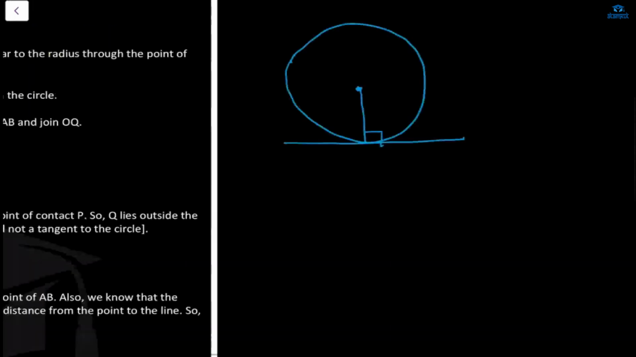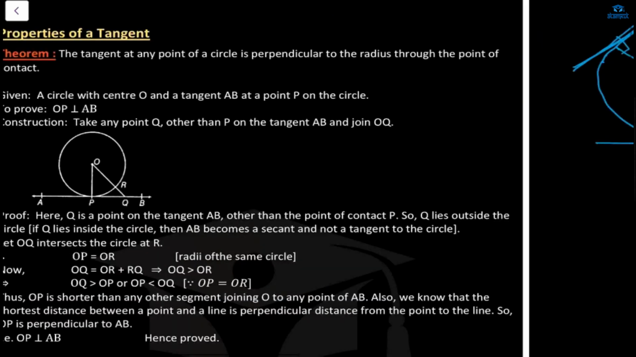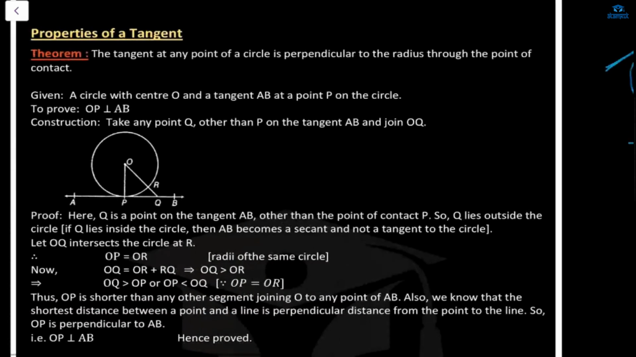The point of contact is where they are meeting, and at that point of contact the tangent is perpendicular to the radius. Whether your radius is here and you are drawing a tangent here, or anywhere else, it will be perpendicular. Understood, Safia? Now we are going to prove this, how this theorem works. The vice versa will also work; vice versa means just the opposite.